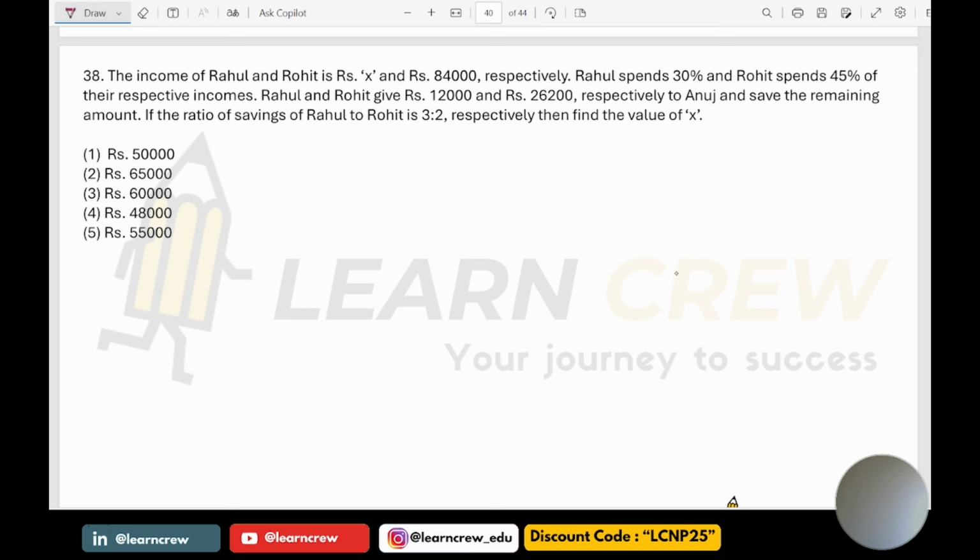Please see here, amount spent by Rahul, amount spent by Rohit. Rohit is spending how much? 45%. So if X is Rahul's income, out of that 0.3x is what? Spending. And he gives 12,000 to Anuj. After that, the remaining is this one. What about the second person? Out of 84,000, he is spending 45%, which means 37,800. And 26,200 to Anuj.